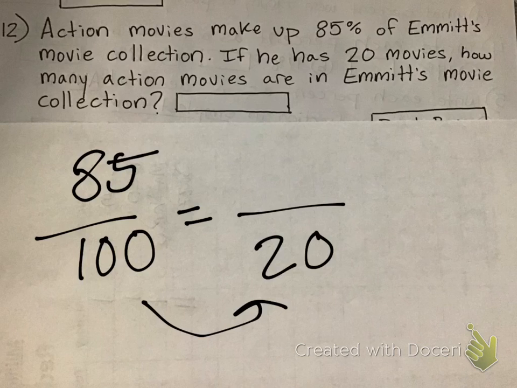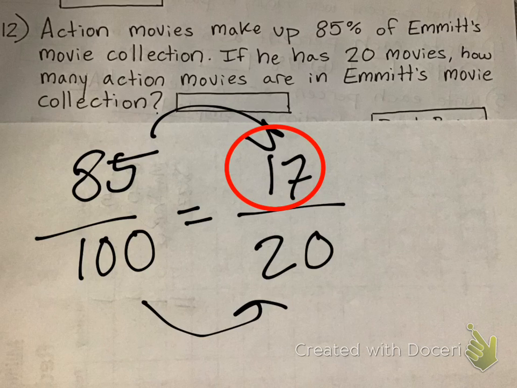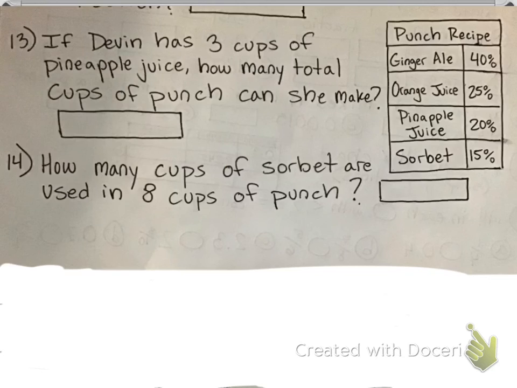How do we get from 100 to 20? What do we do, Rafi? Divided by 5. So we're going to do the same to 85. Who can tell me what 85 divided by 5 is? 85 divided by 5, Romario? What is it, Gore? It is 17. Once again, you could just do long division. We're just doing it quickly. So he has 17 action movies.